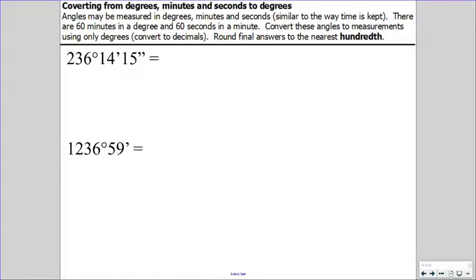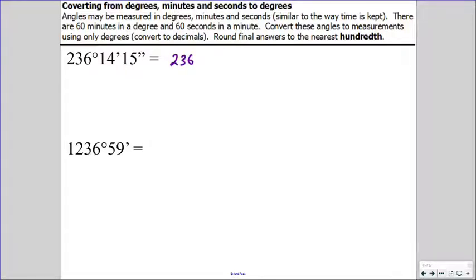Okay, so let's practice. We've got a couple of examples that we want to convert into a decimal form that we can actually use. Now, I won't ask you to go backwards. I won't give you a decimal degree value and ask you to convert that into minutes and seconds. That gets a little bit more complicated. But all we're going to do is type this into a calculator.